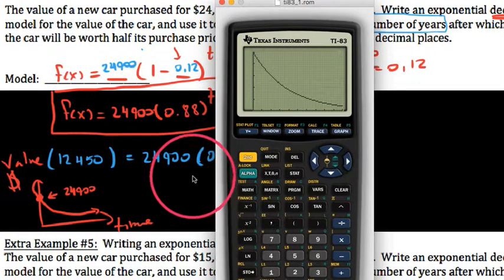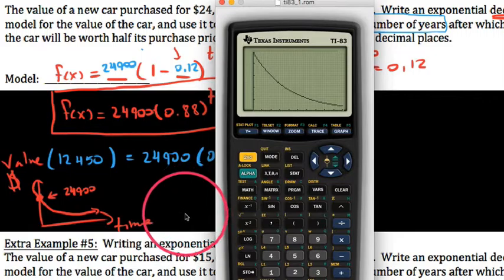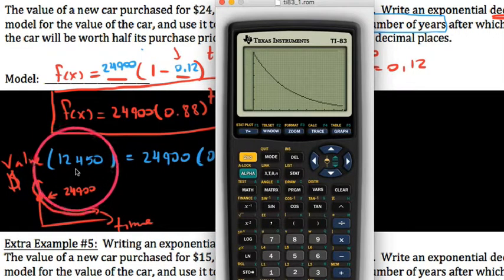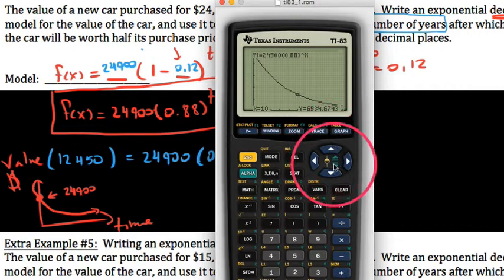And so the real question became, okay, how long are we going to have to wait until this car has a value of $12,450? I'll go ahead and hit my trace function here. And on the right side, you can see the value of the car at a given time. So we're going to try to get as close as we can to that value, 12,450. Here's 12,276, which is just below it. This is about 5.53 years.